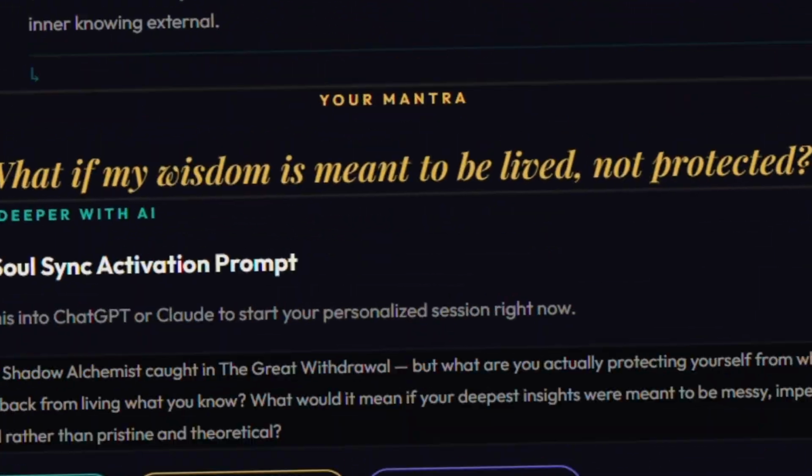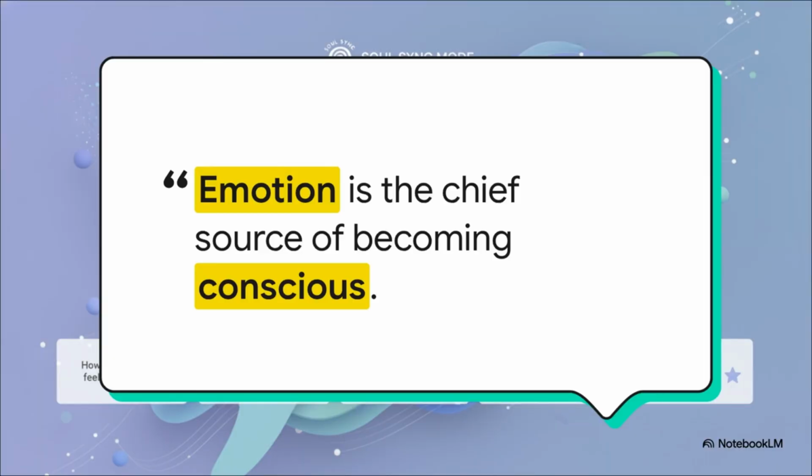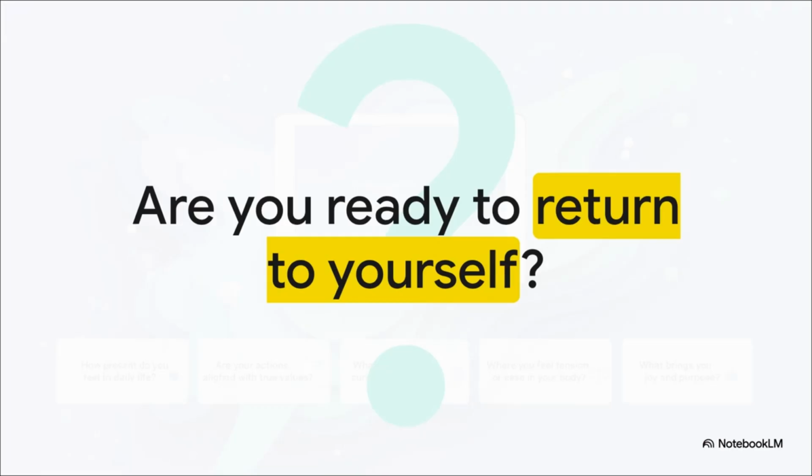Because ultimately, the whole thing runs on this powerful psychological truth from Carl Jung: emotion is the chief source of becoming conscious. You simply cannot think your way into a better life. You have to actually feel and confront the heavy stuff, the shadow, the despair, the misalignment, to truly grow up and wake up. So, we've walked through the mechanics, how the technology reads your patterns, and how it bridges all this ancient wisdom with modern insight.